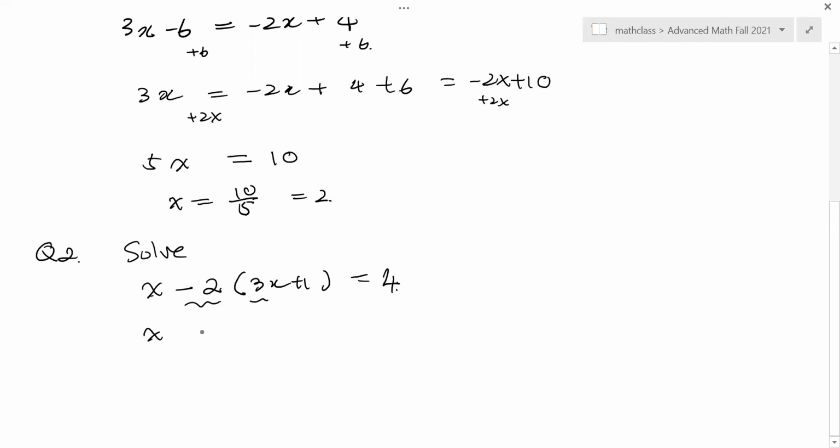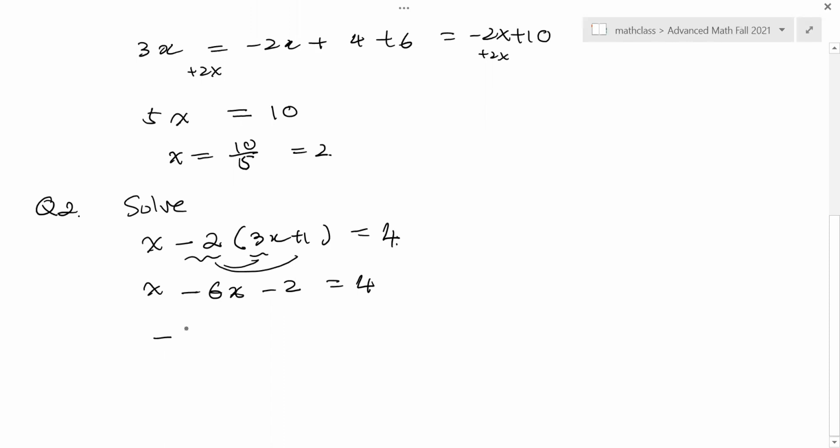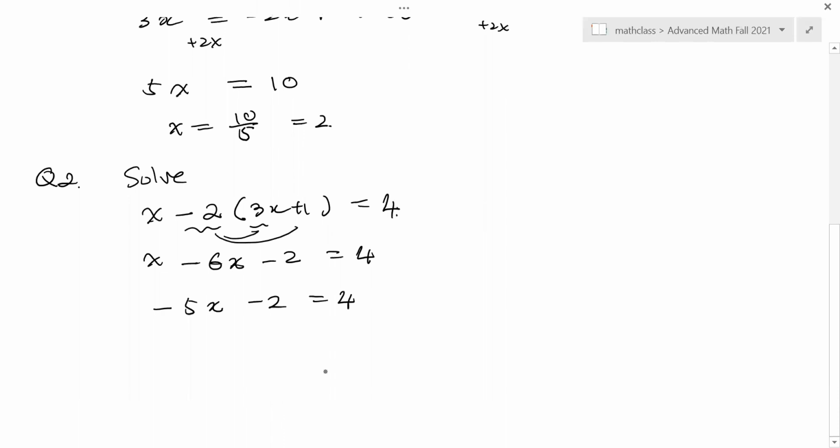When you remove the parentheses, make sure you complete all the multiplication. So negative 2 times 3x will be negative 6x, right? Negative 2 times negative 1 would be negative 2. Then you get an equation very similar to the previous one. So you will get negative 5x minus 2 equals 4. Clear?